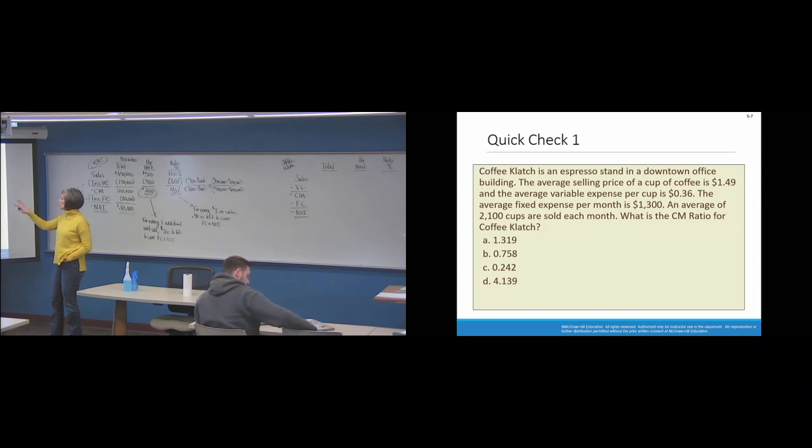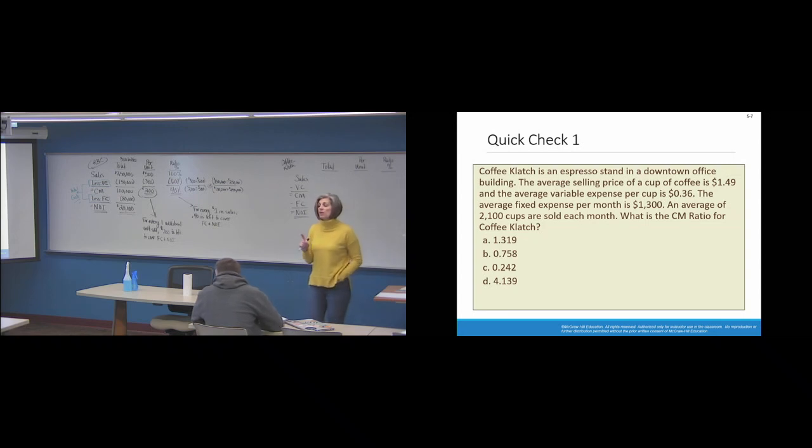And then it says an average of 2,100 cups are sold each month. What is the CM ratio? Don't even look at the question right now. We're going to go right to the template first. So obviously my units here are cups of coffee. Would you agree? It's always kind of good to get an idea in your head of what that is. So our units are cups of coffee. How many cups of coffee does Coffee Klatch typically sell in a month? What does it tell us? So this is up here, 2,100 cups.